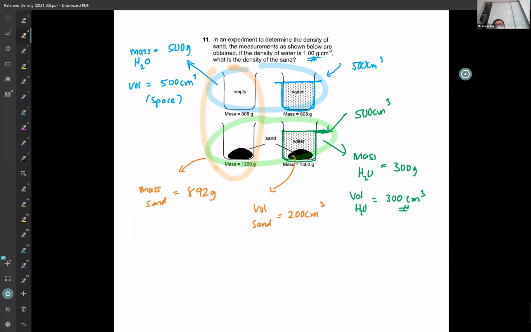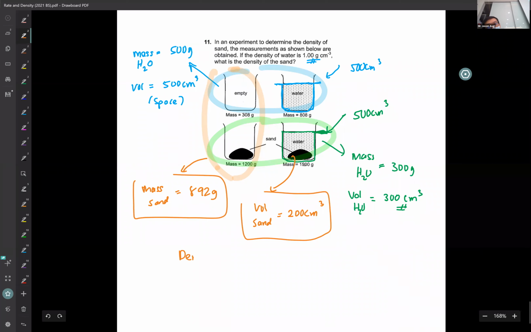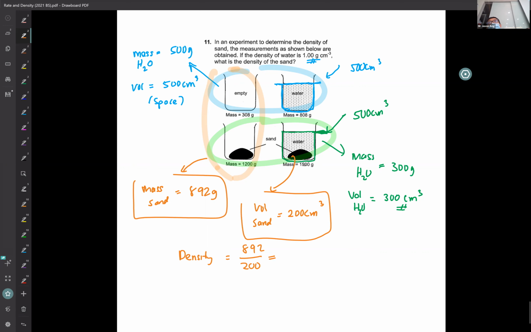Understand? Maybe he got it. So now you know the mass of the sand, you know the volume of the sand. Can you find the density of the sand now? It's 892 over 200. Press the calculator, what would you get? 4.46. Who else got 4.46?